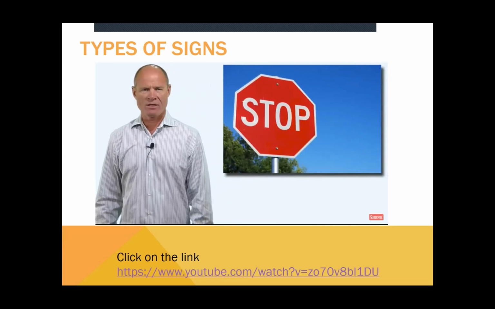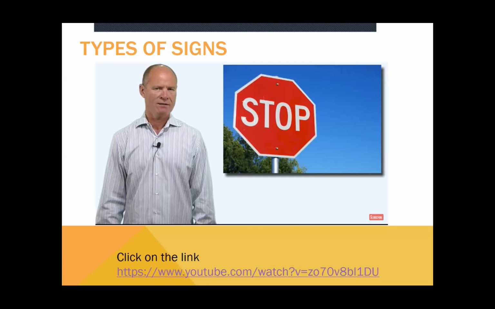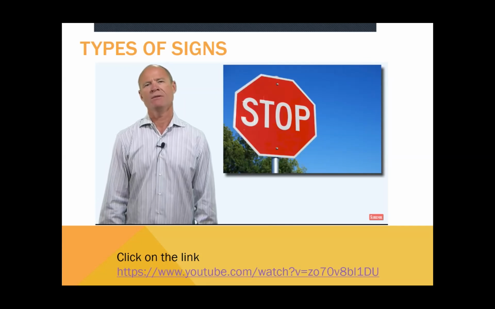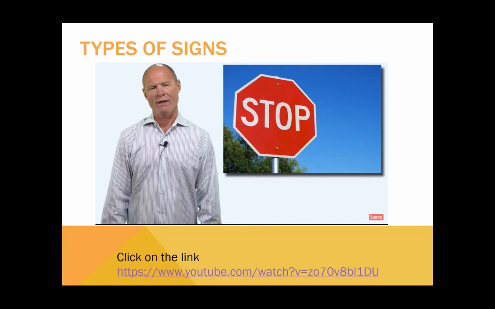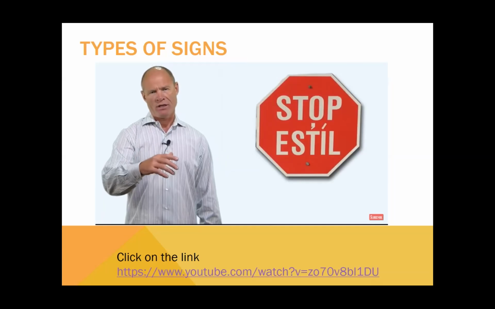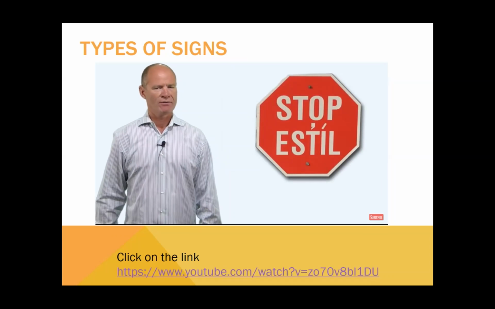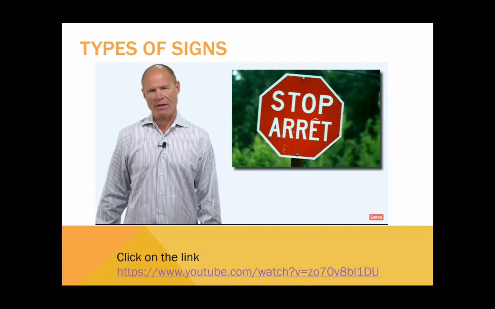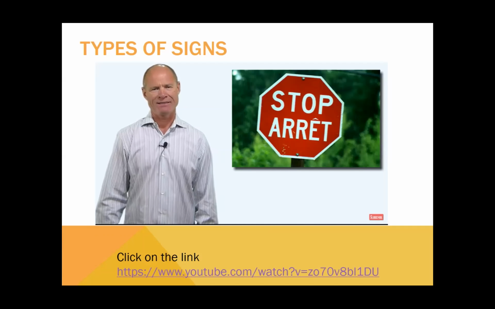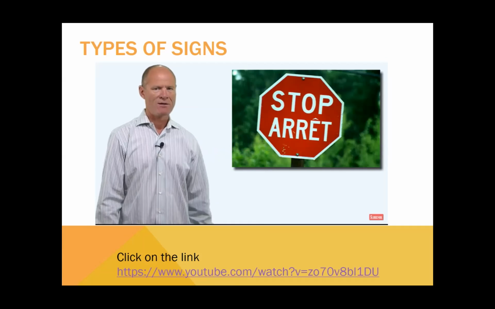First and foremost, stop signs are octagons, 8-sided, very prominent. They have a white border, red backgrounds, and the word stop written in white on them. If you're on a native reserve, they might be in the language of the native reserve. Or if you're in Quebec, they'll be in French, arrête, which means to stop, as you can see here in the image.